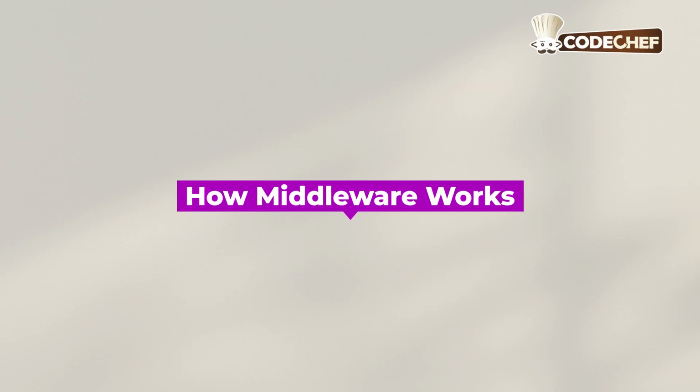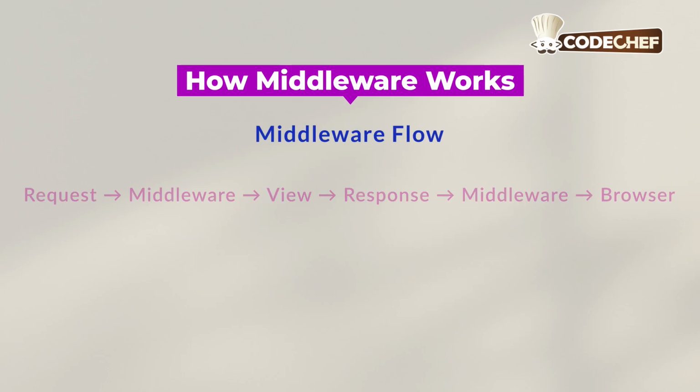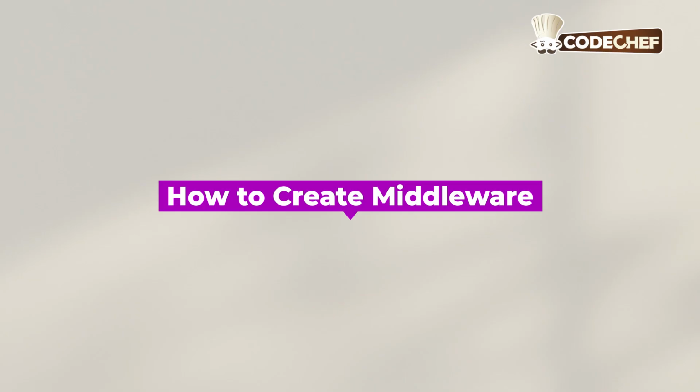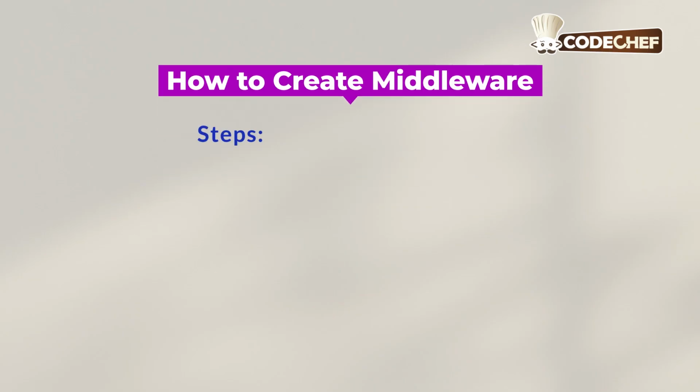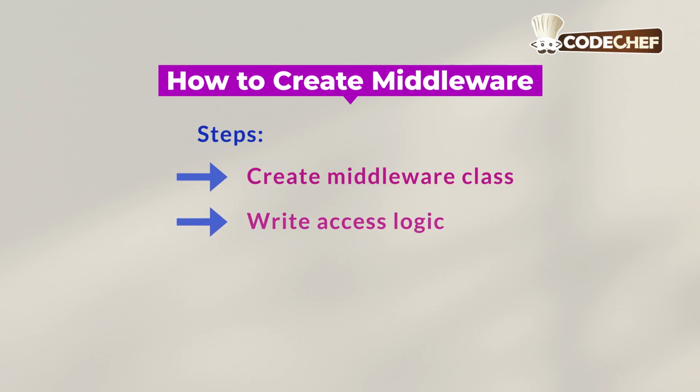Now how does a middleware work? Every request flows through middleware first. If middleware blocks the request, the view is never executed. This makes middleware ideal for early access control. Now how to create middleware? Creating custom middleware involves 3 simple steps: writing a middleware class, adding logic inside it, and registering it in settings.py. So very important, you have to register your middleware in settings.py.